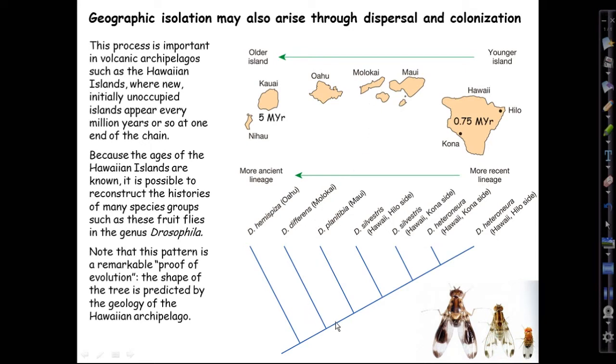Then that happens again with ancestors of differens getting blown to Maui after it appears, and we have today Drosophila planitibia as a descendant from that process. And then a little less than 1 million years ago, when the Big Island first appears, some of these Maui individuals get blown over to Hawaii, and they do well there and proliferate and establish, in fact, already different species and distinct populations within those species that may themselves be on the way to forming separate species in the much larger and more diverse ecology of the Big Island.